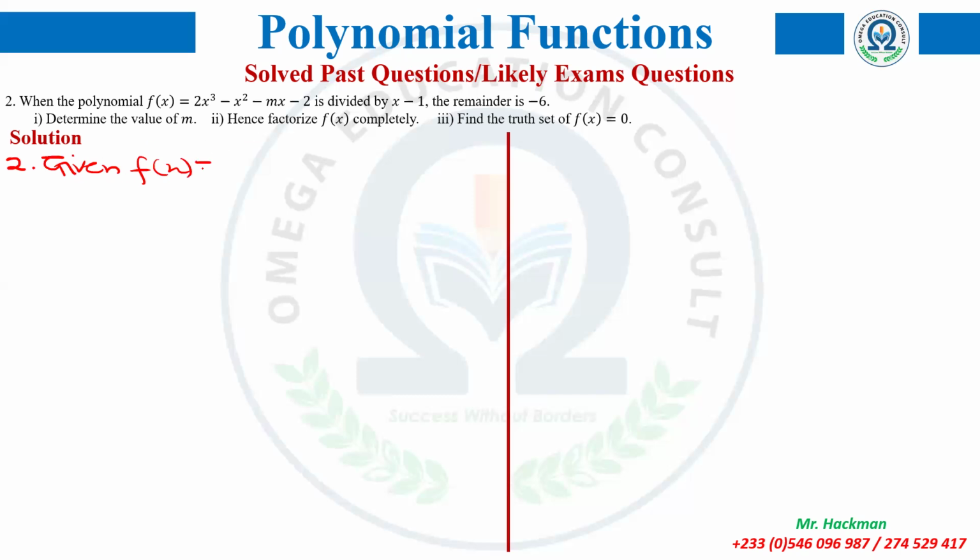So f of x would be equal to 2x cubed minus x squared plus mx minus 2. That's not all. The divisor. You've been given a divisor, because we are told it's being divided by x minus 1. And what is the remainder? The remainder will be equal to negative 6. All correct, my professors?